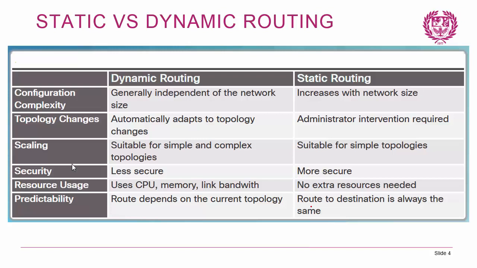If there is just a small network with a couple of routes, then configuring them manually is not a problem. But if you have a network with 100 routers, then it's going to be a lot of networks that have to be consistently configured across each router.